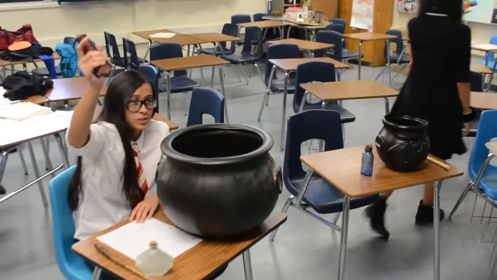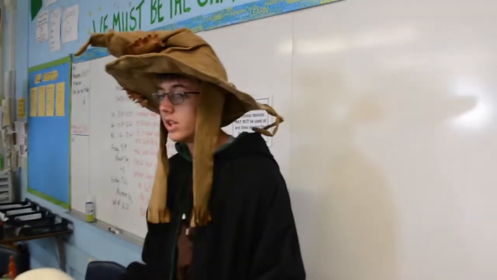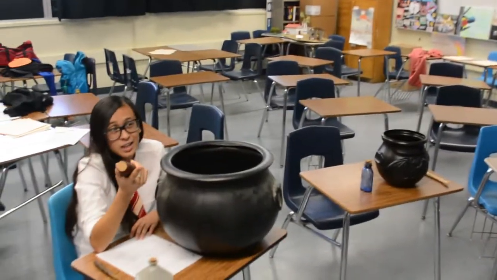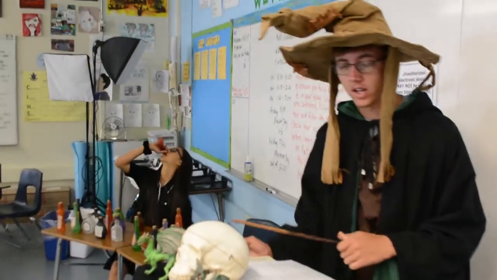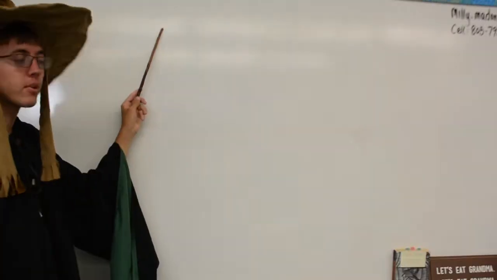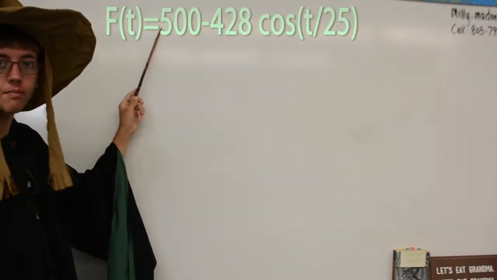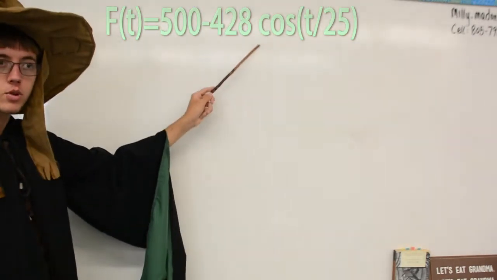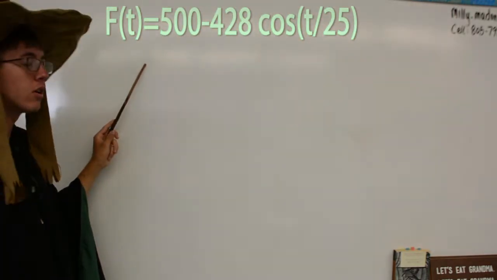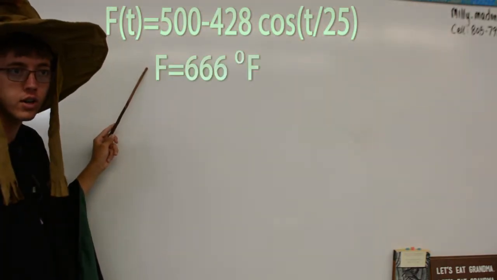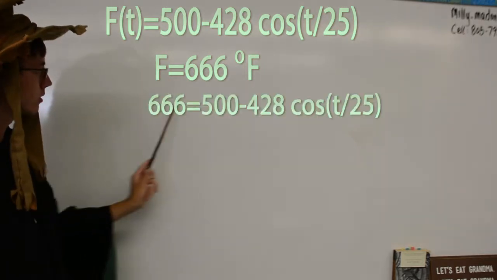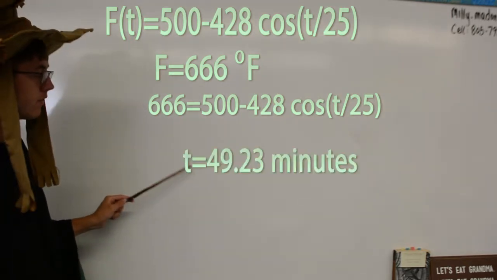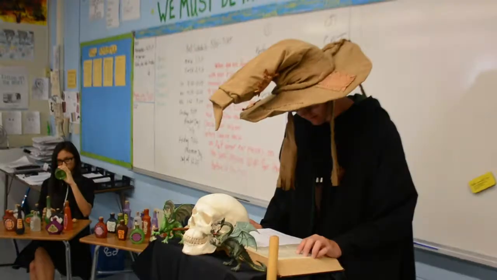Professor, how do I know when to add the demon's blood? Well, you would need the equation of the temperature of the cauldron as a function of time. You want to give that to us? Fine. We're given that the function for the temperature of the cauldron is 500 minus 428 times the cosine of the time over 25. And we're looking for the time at which the cauldron is at 666 degrees Fahrenheit. So we would plug that value into our equation, and then into our calculator to find that the time is equal to 49.23 minutes.